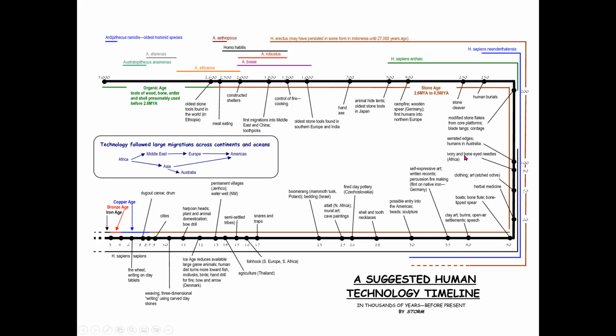Then they brought in ivory and bone needles, so they were able to sew, and so on. Herbal medicines came in. They developed boats and musical instruments made of bone. Okay, so basically the boomerang came around there.